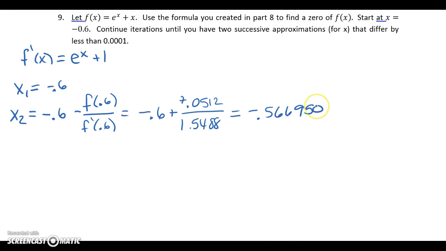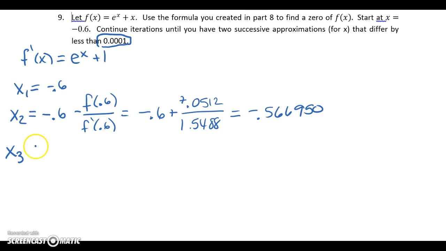Now I'm going to so many decimal places because remember we're trying to see if we are within 0.0001 of our previous iteration. Now the second iteration is not within 0.0001 of the first, but it's actually really close, all things considered. So when we go to do the third iteration, we might be even closer. We should be at least.